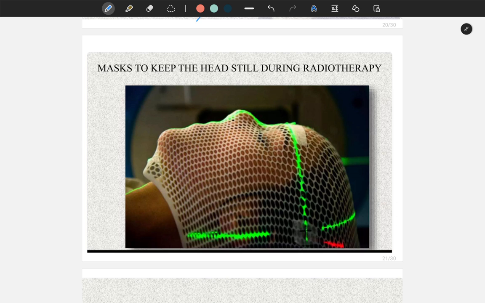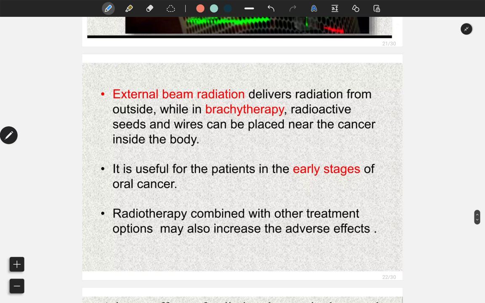During radiotherapy, we have to take proper precautions that the radiation should only focus on the infected area, not on the normal tissues, because it will damage the normal tissue again. There are different shields available for the patient to avoid the spread of radiation to the normal tissues. External beam radiation delivers radiation from outside, while in brachytherapy, radioactive sheets and wires can be placed near the cancer inside the body.